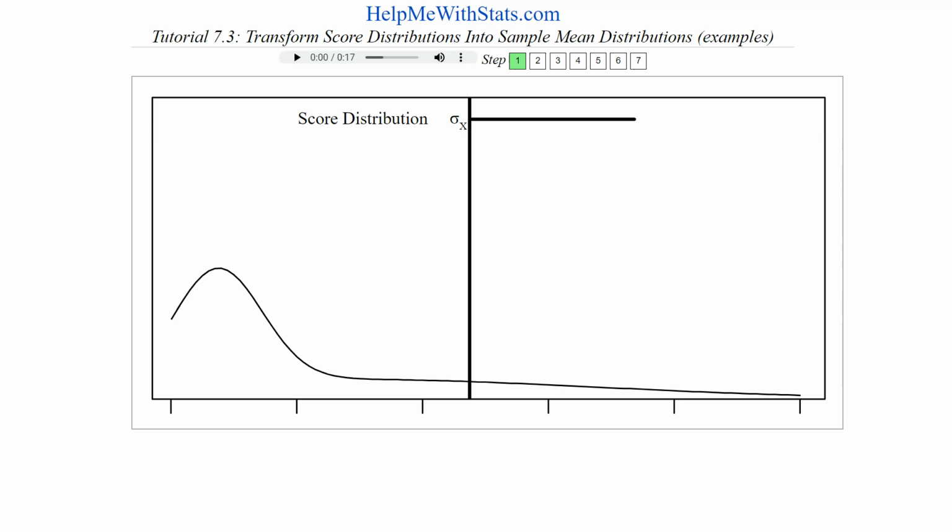HelpMeWithStats.com was used to create this tutorial that can help us transform score distributions into sample mean distributions.